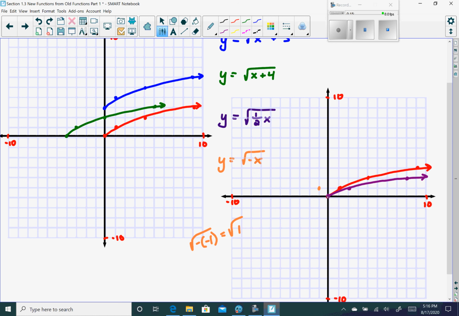So this is what I'm getting as the result here. Or 0, that won't change. But now if I go over to negative 4, the opposite of negative 4 is positive 4, square root of that is 2, and then I'll go to negative 9. The opposite of negative 9 is 9, square root of that is positive 3. So this is what gives me that reflection over the y-axis and not the x-axis.